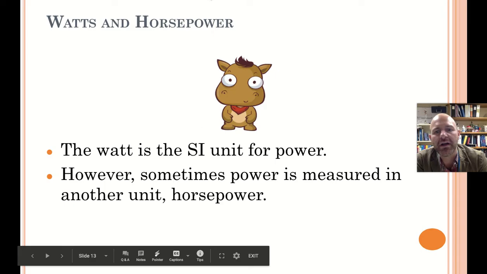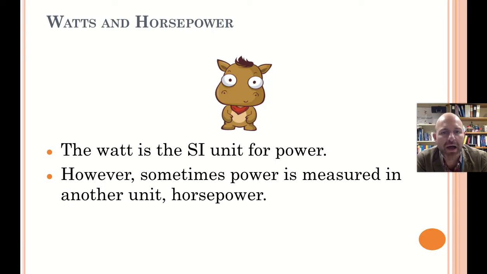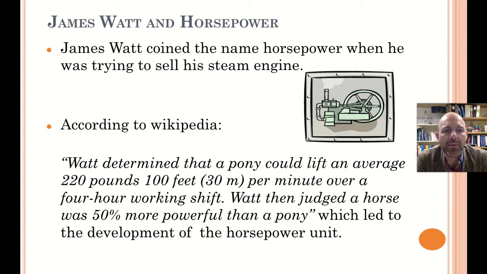Well, the SI unit of power may be the watt, but horsepower is an older unit, or a unit from a non-standardized international system. And again, we have to go back to James Watt to talk about this one. He came up with this basically when marketing his steam engine, trying to explain how much work it could replace from animals. And this is an interesting quote, something about how much work a pony could do and how much more work a horse could do.